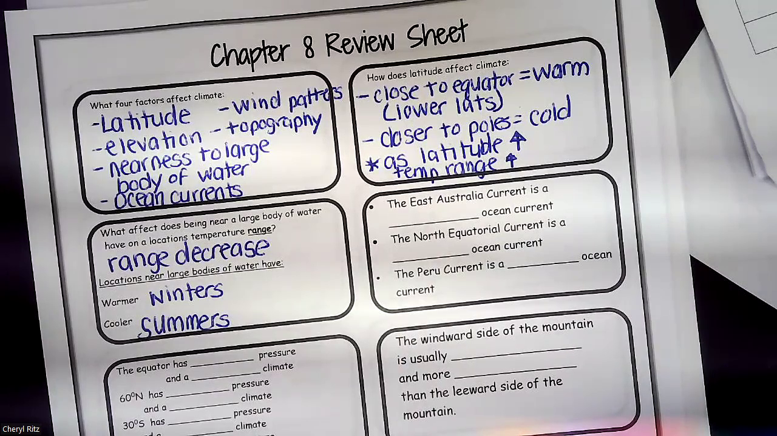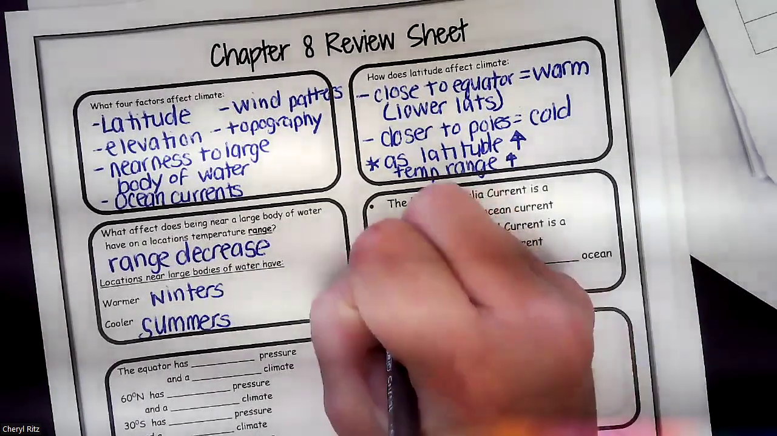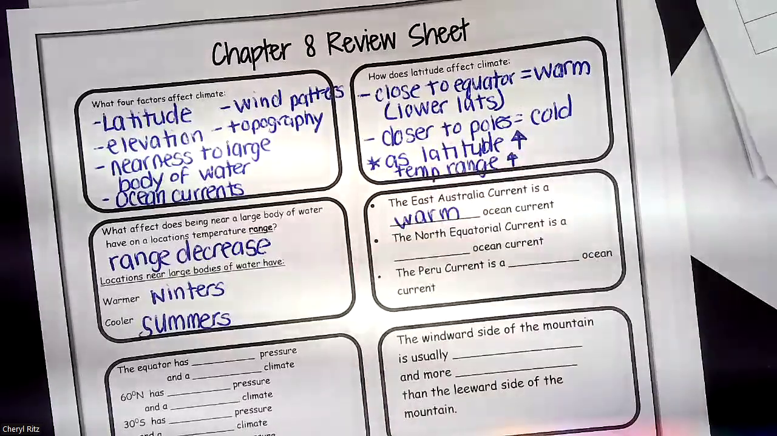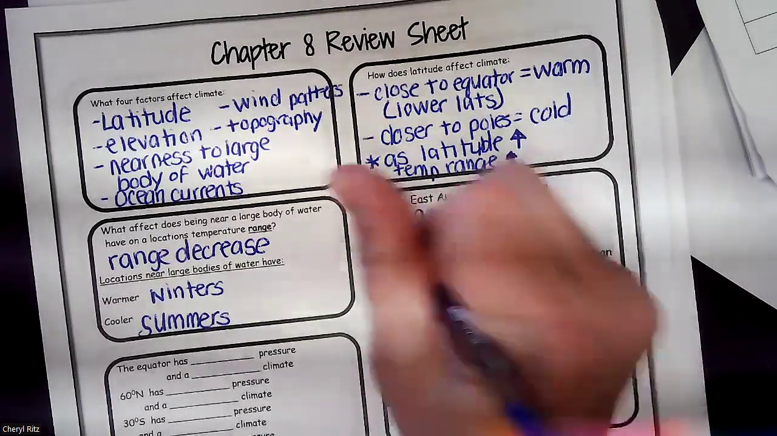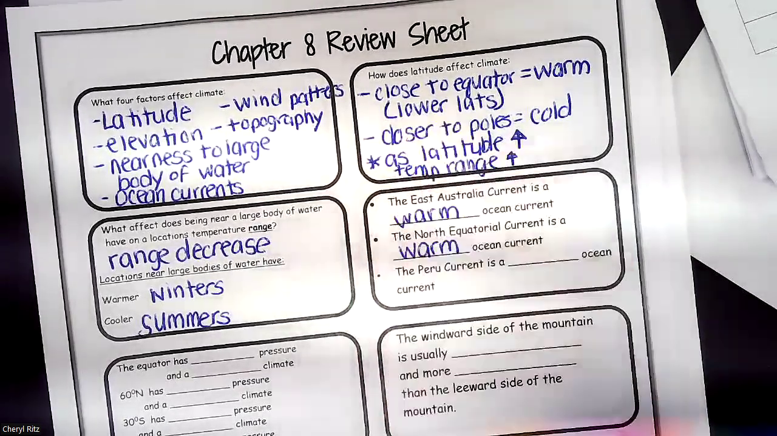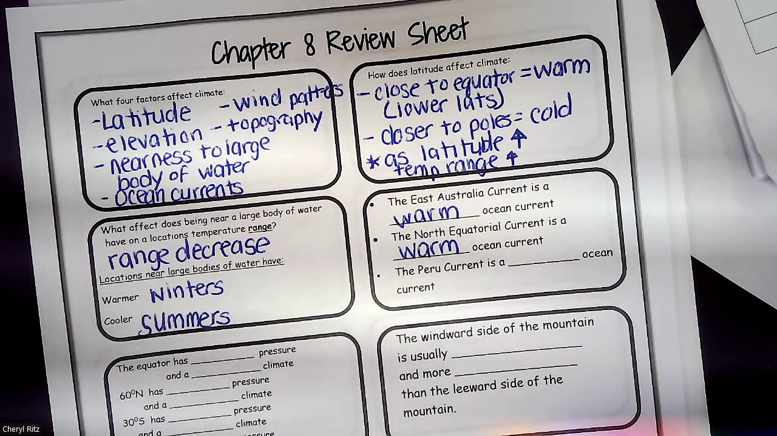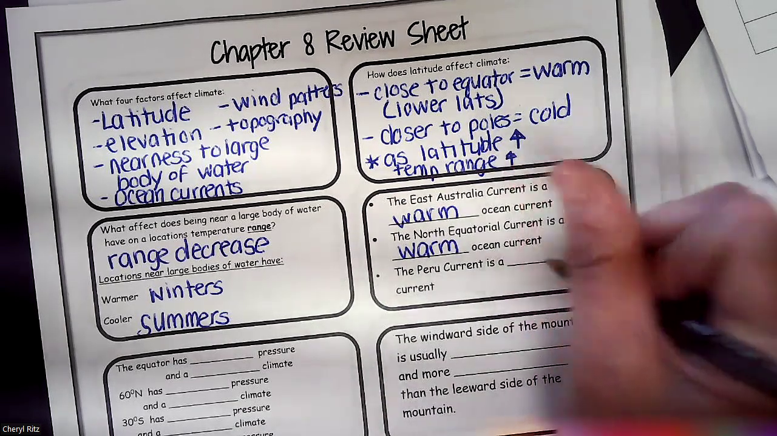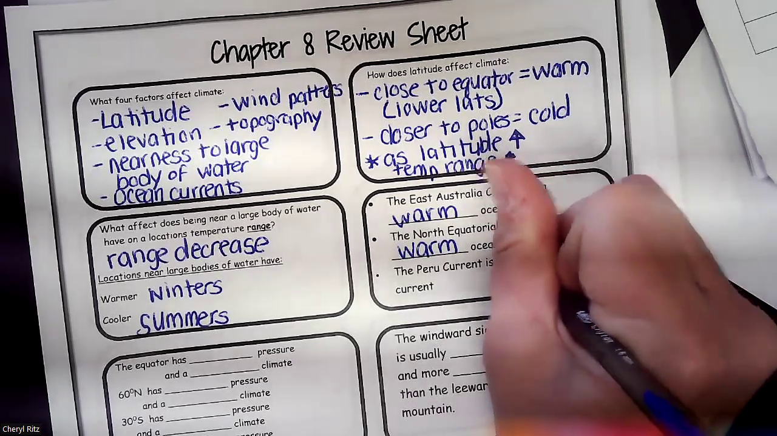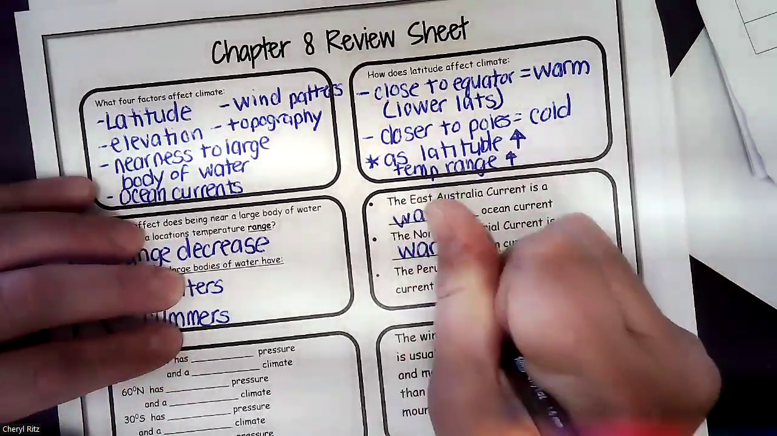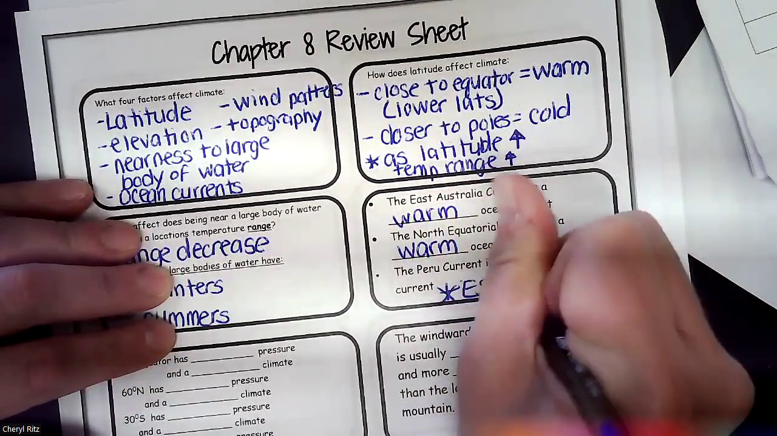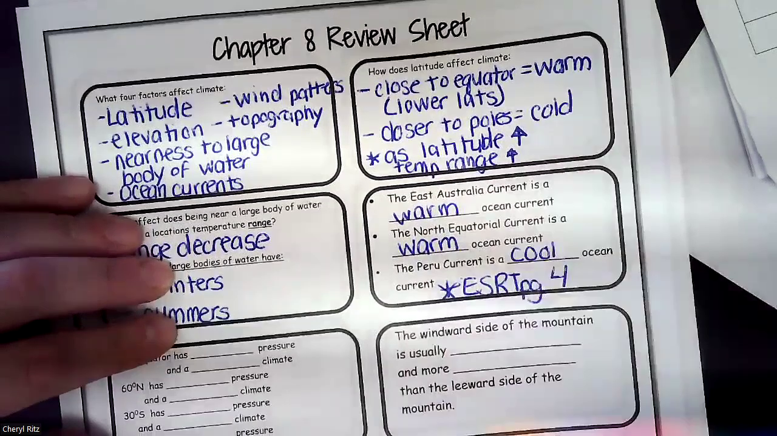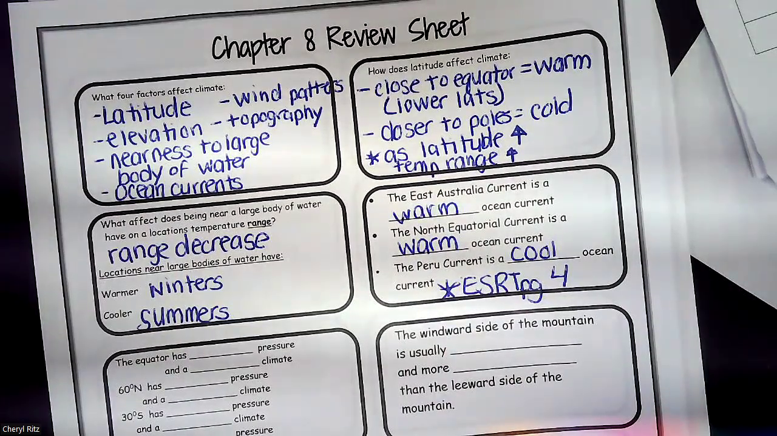East Australian current, is that a warm or cool ocean current? That one is warm. How about the North Equatorial Current? Everybody knows how to discover if these are warm or cold? Yep, right off of ESRT, page 4. Use the key. How about the Peru Current? Yep. And I would just add a little note. This is on ESRT, page 4. So don't just assume, oh, Peru is a warm place, it must be a warm current. It's not that easy. Yes, the country of Peru is warm, but the Peru current is cool.